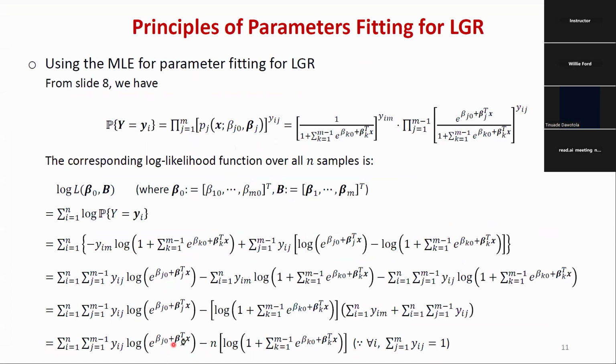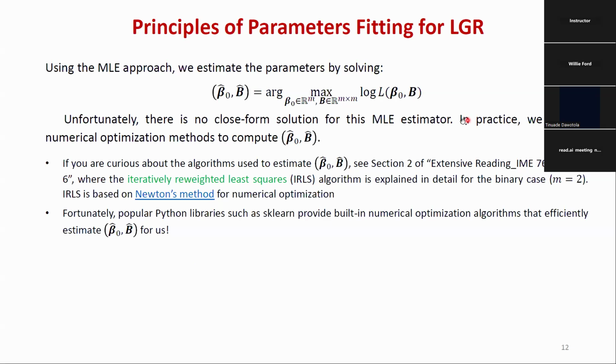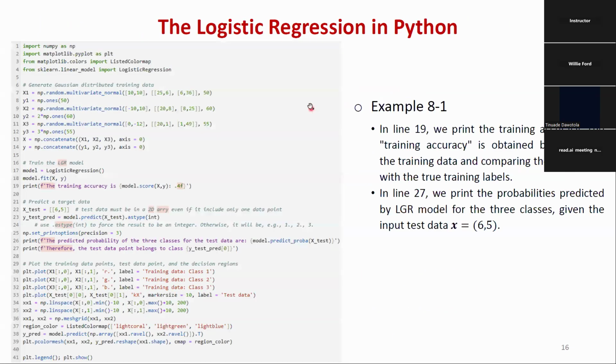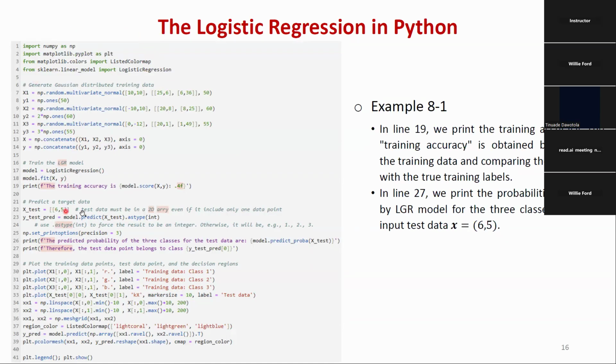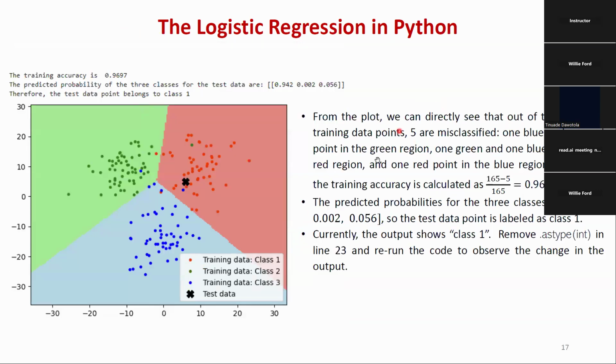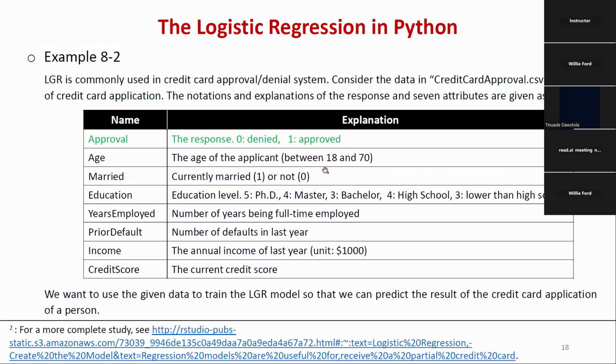Parameters are those beta J0 and the beta J vectors. And then we have to use a numerical method, for example, this iterative reweighted least squares method, to finalize the parameters. Then we introduced example one, which is a very simple example for logistic regression. Training the model, make a prediction. Be careful that the test data set must be 2D and 1D, and then plot everything, the decision region. We finished example 8.1 in the last class.